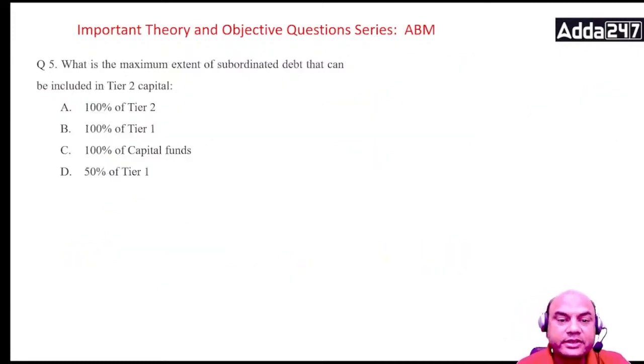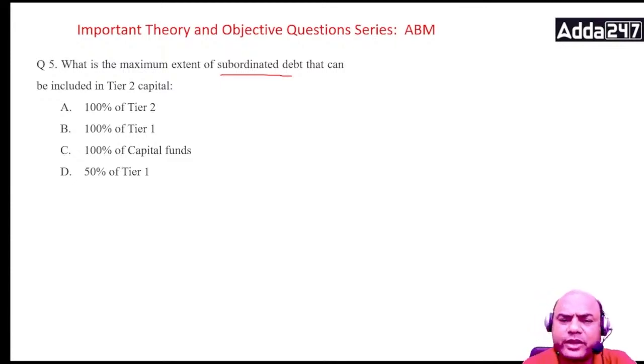What is the maximum extent of subordinate debt that can be included in tier 2 capital? 100% of tier 2, 100% of tier 1, 100% of capital funds, 50% of tier 1. Maximum subordinate debt. Firstly, what is subordinate debt?